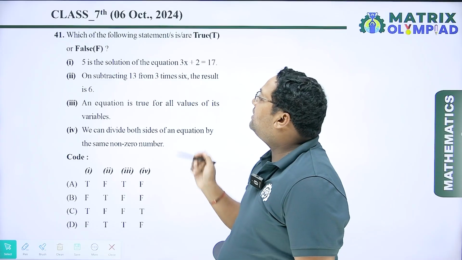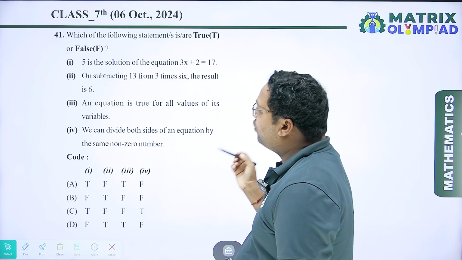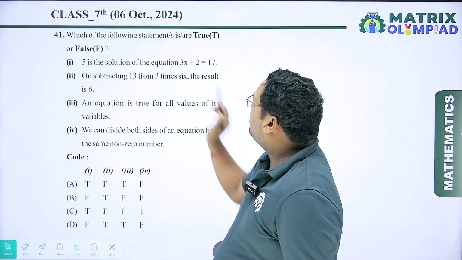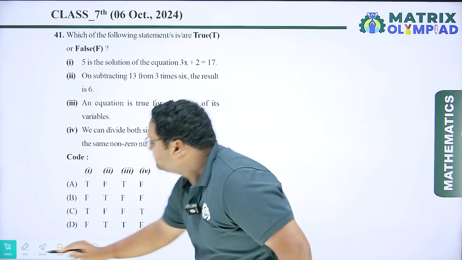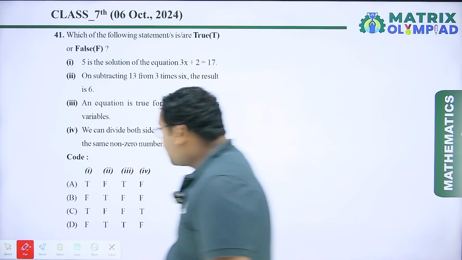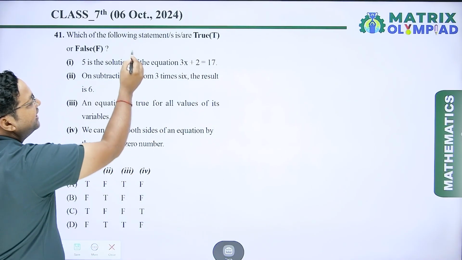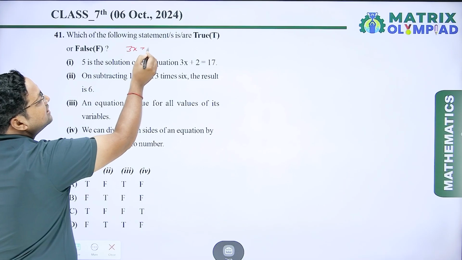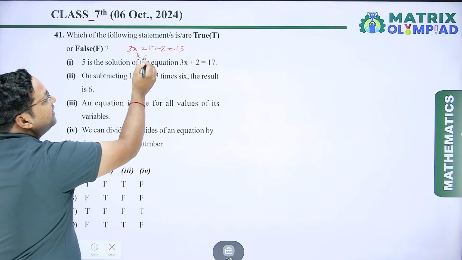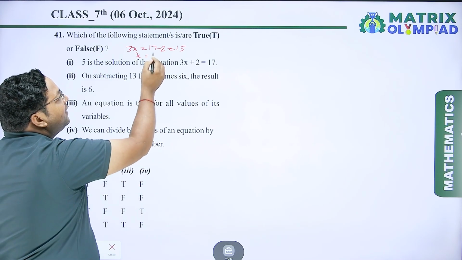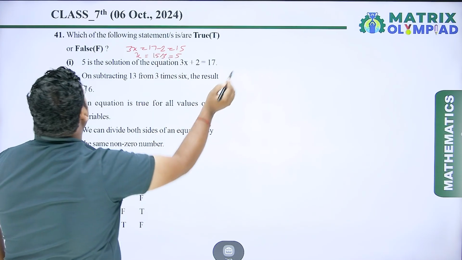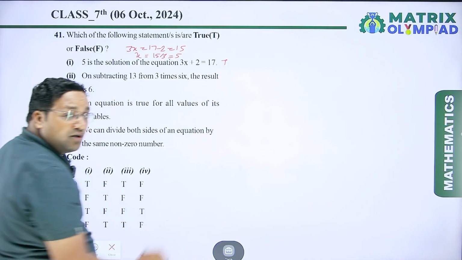Next is question number 41, that is, which of the following statements are true or false. So let's check one by one. 5 is the solution of the equation 3x plus 2 equals 17. So solve this equation. We will get 3x is equal to 17 minus 2, that is equal to 15. So we will get x equal to 15 divided by 3, that is equal to 5. So 5 is the solution. So it is true.